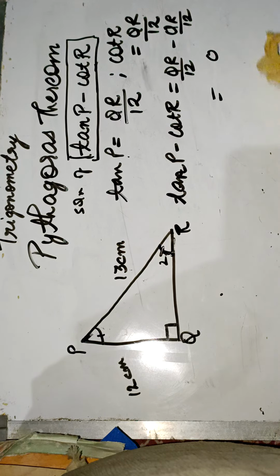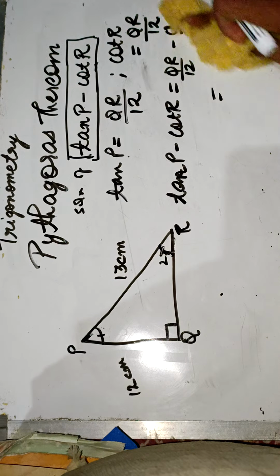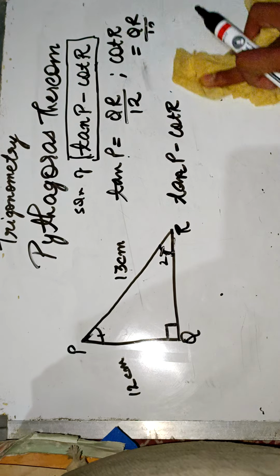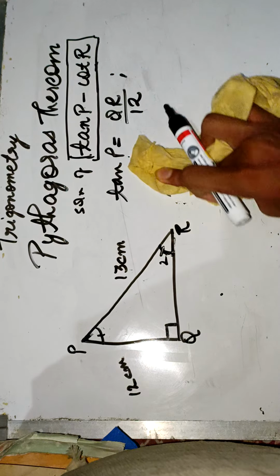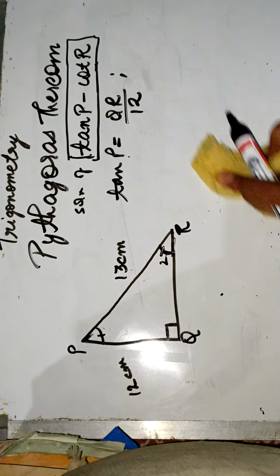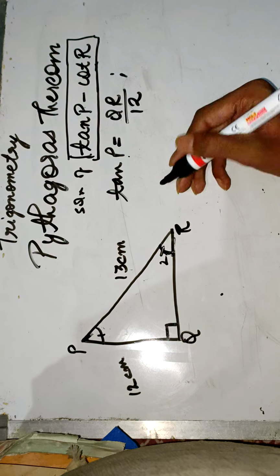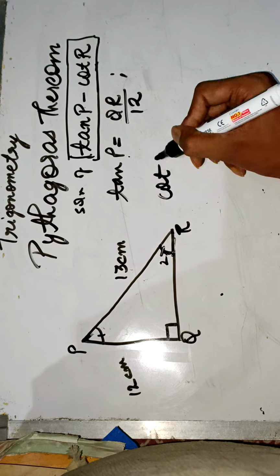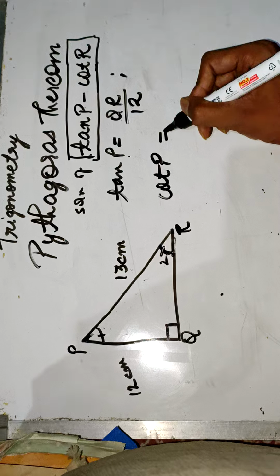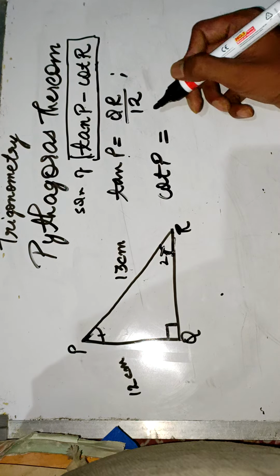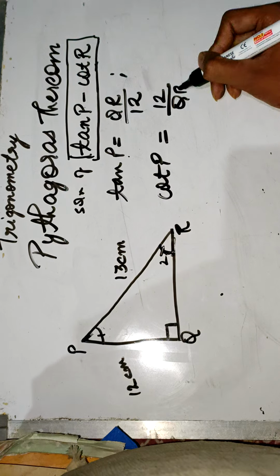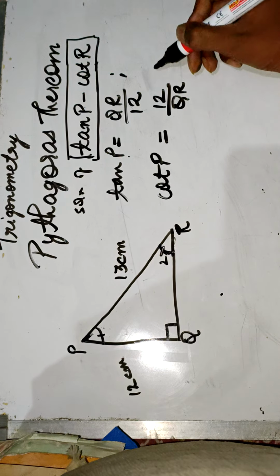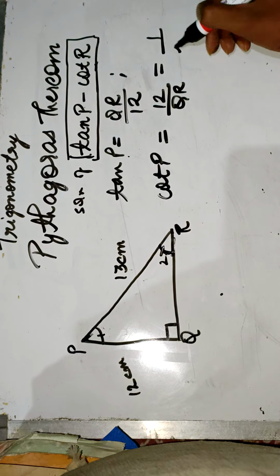Now let us say there was a condition present before us in which it was to be said that we have to take out the value of cot P. Then what would be cot P? It would be 12 upon QR. Why will it be? Because cot P is equal to 1 upon tan P.